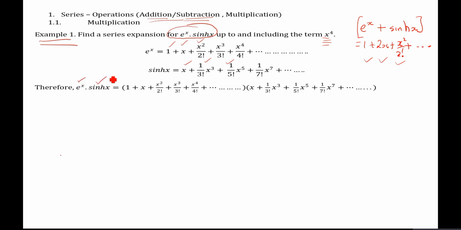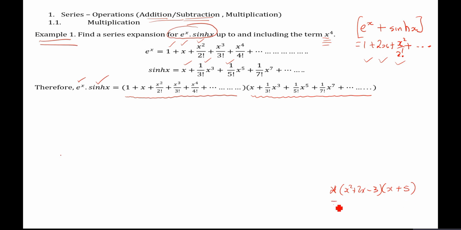e to the x times sine of x. So it will be all the terms of e to the x multiplied by all the terms of sine of x. And how do you do that? Well, do you recall what to do in this case? x squared plus 2x minus 3 times, let's say, x plus 5.